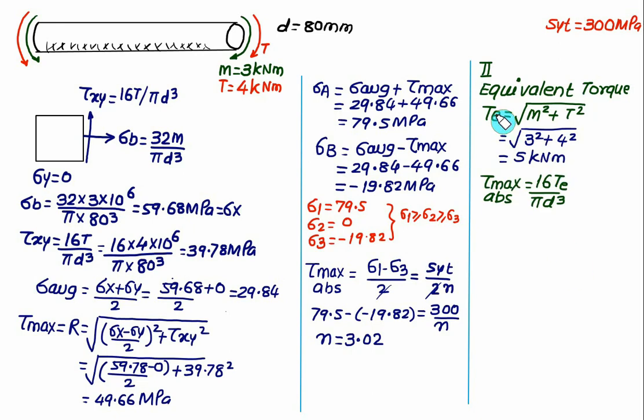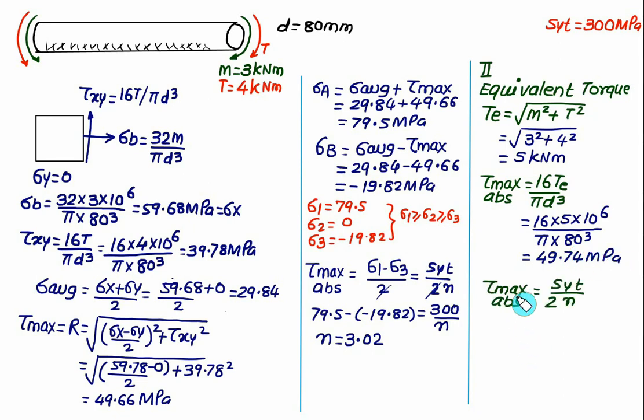Once you get the equivalent torque, in one step you can calculate the value of tau max absolute as 16 times T by pi d cube. So we have 16 into equivalent torque, 5 kilo Newton meter, that is 10 to the power 6, divided by pi, and we have diameter 80 cube. So we'll get the maximum value of the shear stress equal to 49.74 megapascal.